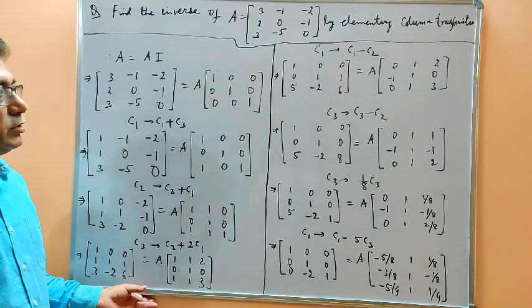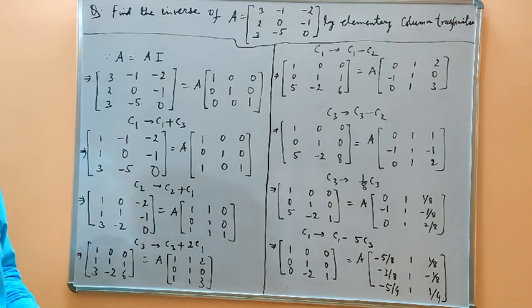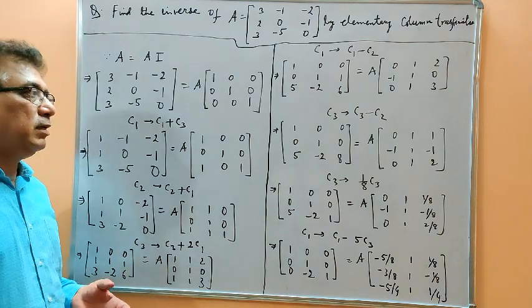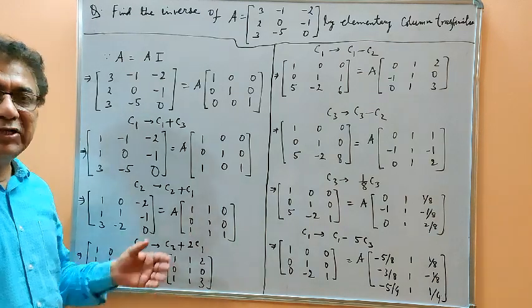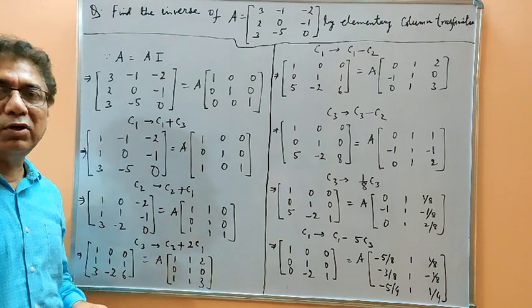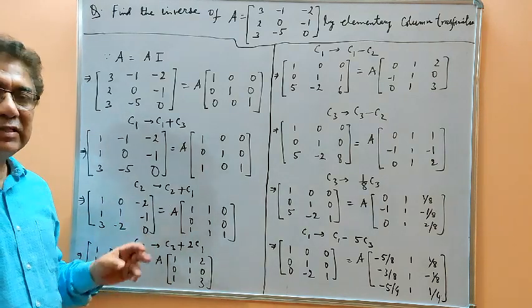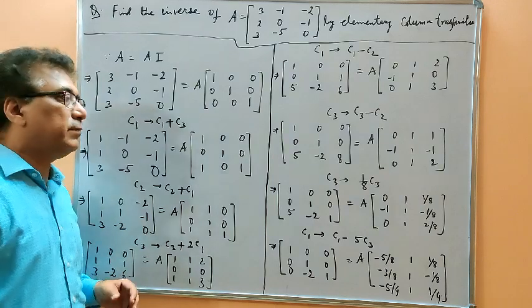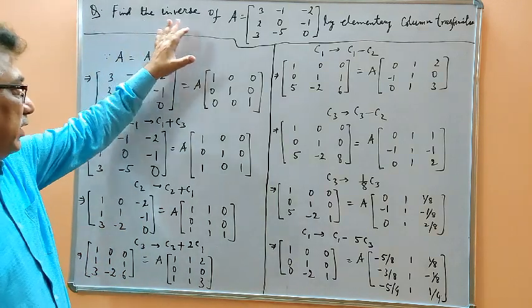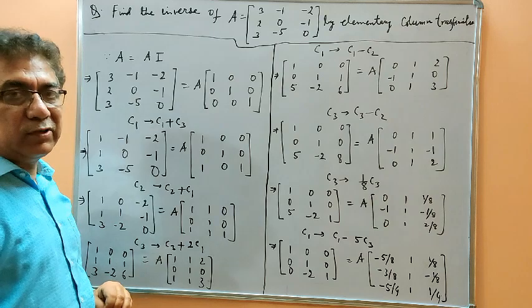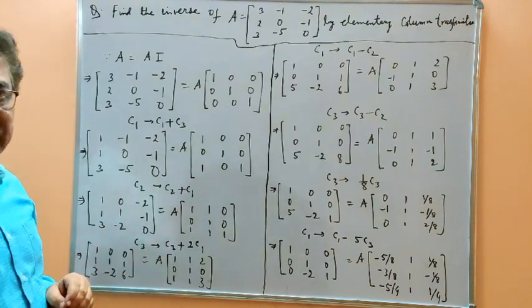Now one more question with a matrix of order 3, because this is essential as it includes all the steps of the algorithm. That's why I've given you this question, and this has been asked in the board examination also. The question: find the inverse of this square matrix of order 3 by elementary column transformation.